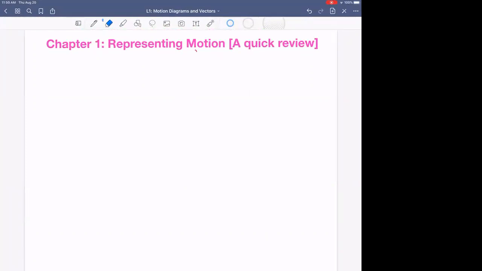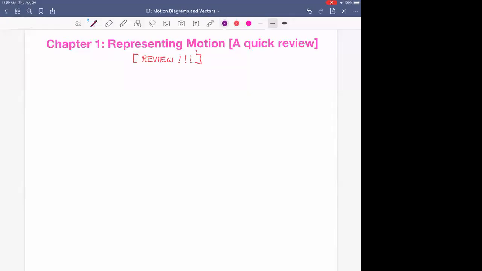We start off with the first chapter. This is a chapter about representing motion, or its qualitative description of motion. I'm not going to spend much time on this chapter. I would urge you to take a good look at it. It is a very readable chapter, and definitely review this. I'll just highlight some features about this chapter.